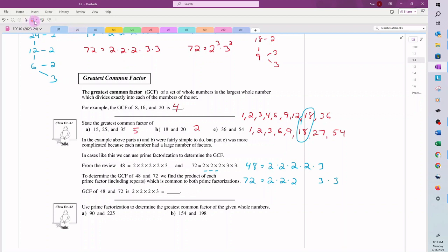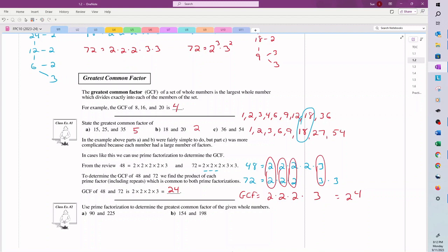And then my greatest common factor is going to be all of the ones that I have common to both of them. So there's that 2 and that 2 and that 2 show up, and that 3 shows up. So the greatest common factor is going to be 2 times 2 times 2 times 3, which is 8 times 3, which is 24. So 24 is the greatest common factor of 48 and 72.